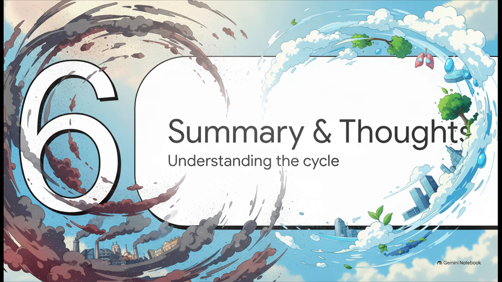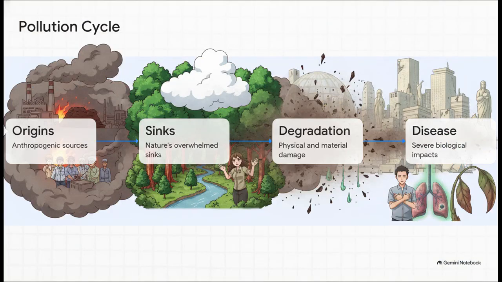All right, let's wrap this up in Section 6, Summary and Final Thoughts, so we can fully grasp the big picture of this cycle and how to stop the damage. So, we've successfully traced the entire life cycle of this pollution. Step 1, it's born from human-made, anthropogenic sources. Step 2, it completely overwhelms nature's environmental sinks. Step 3, it causes physical and material degradation, blinding our skies and corroding our buildings. And finally, Step 4, it penetrates living cells, causing severe biological disease in both plants and humans.